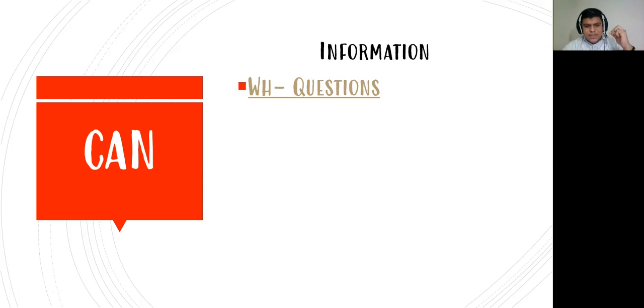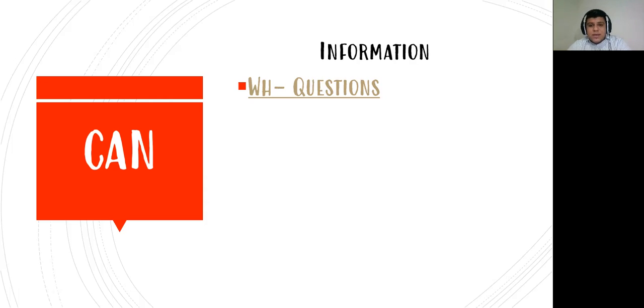All right, let's see. For today, we're going to make a review about the contents that we were checking in the class. And as you know, it's very important that we have a clear understanding about the topic. We were talking about can for information and for possibility. That was the objective for today's class. We were checking on WH questions as a review.